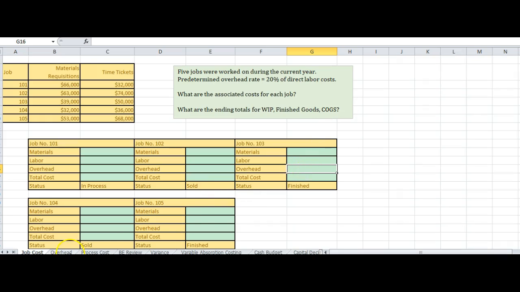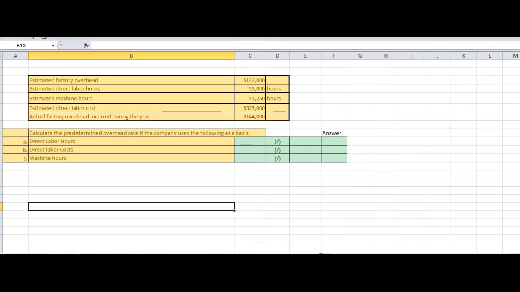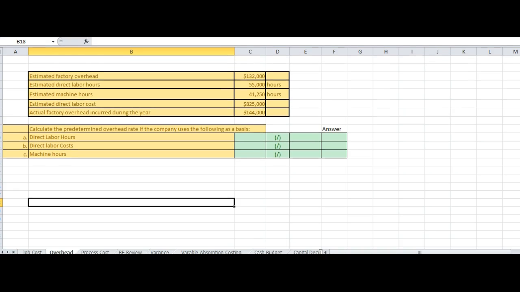So that's job cost. Then you're going to look at overhead and how to calculate predetermined overhead. That's really very simple because you're going to take the estimate and divide it by whatever the basis is. And that's going to give you an idea of how to calculate predetermined overhead rates. Again, we'll show you how to do this in the participation points. This is very important because you use this in all three of the types of costing we look at.